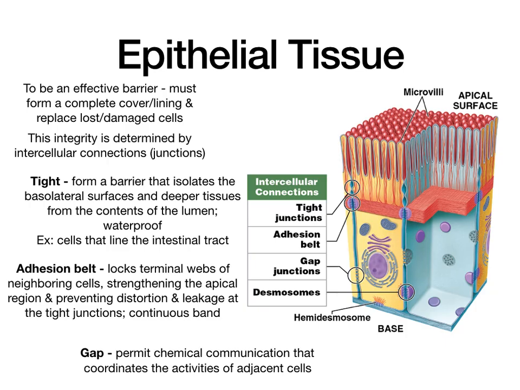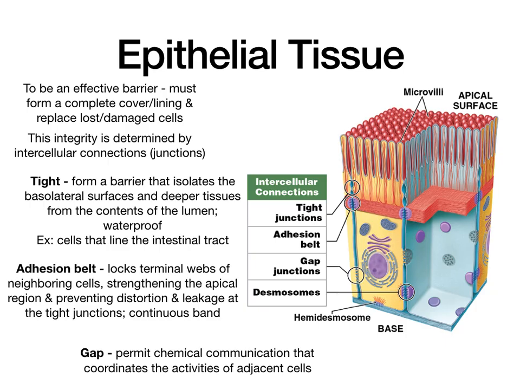Okay, so the epithelial tissue, to be an effective barrier, must form a complete cover and lining and replace the lost or damaged cells quickly. This is determined by intercellular connections or junctions, which we talked about before. We want those junctions nice and tight and secure. So we have different types of junctions.